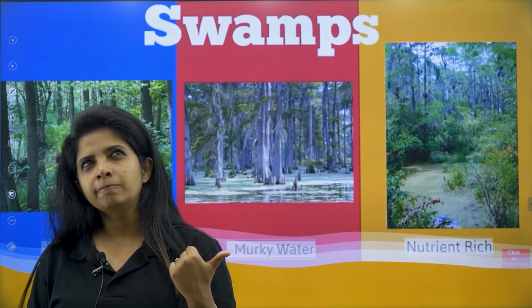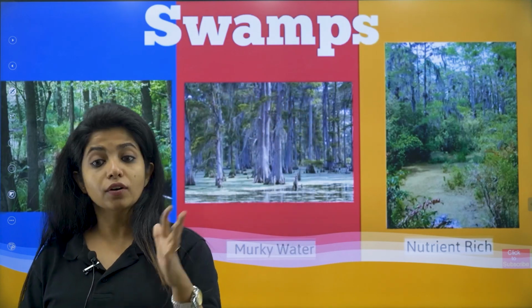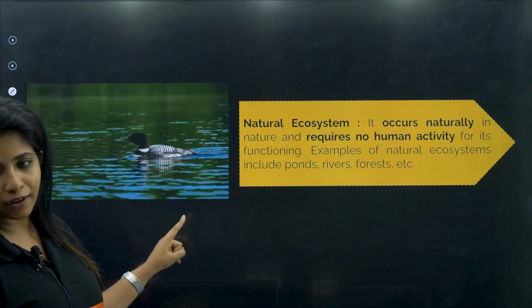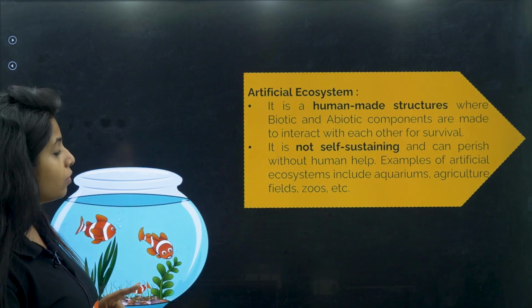Under terrestrial you have grassland and there is forest, there is desert and a lot of other things. A lot of things are there. I'm not going to get deep into that, but that's the thing. So that's about natural ecosystem, and this is about artificial ecosystem.